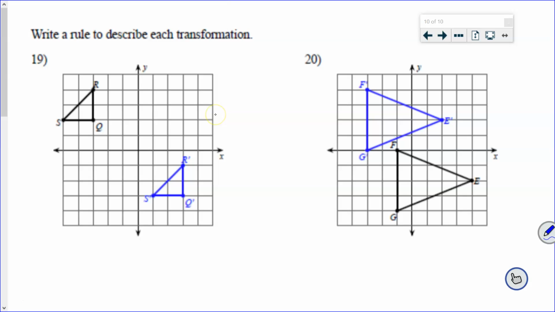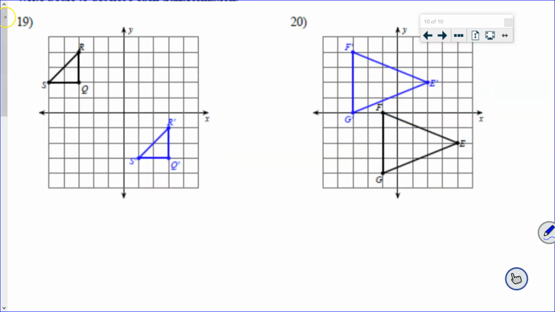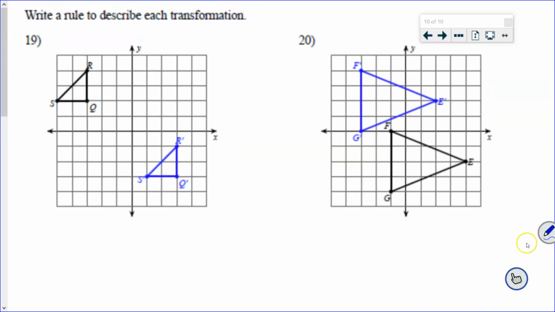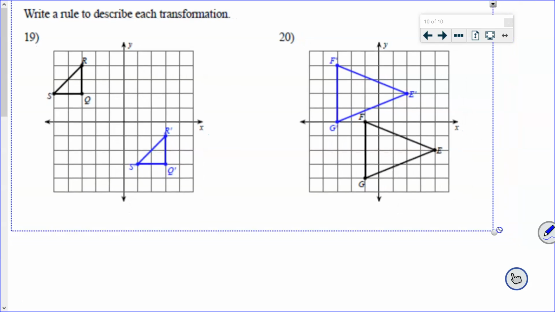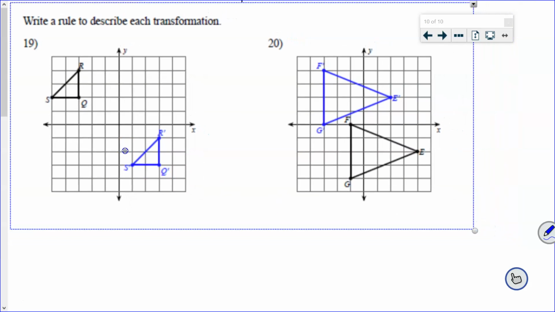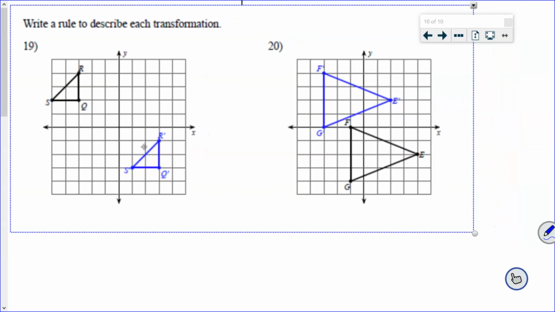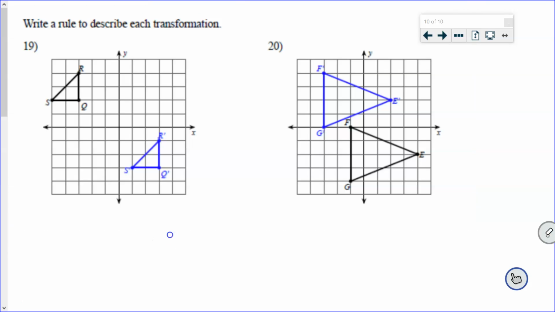Okay, let's go over this. Eyes on the screen. In the past, I've said write a rule to describe each transformation, but I let you write it in words, like a verbal description. Now I need an actual rule using the coordinate notation. So to get started on each of these, it helps if we figure out which one is the starting place and which one is the ending place.